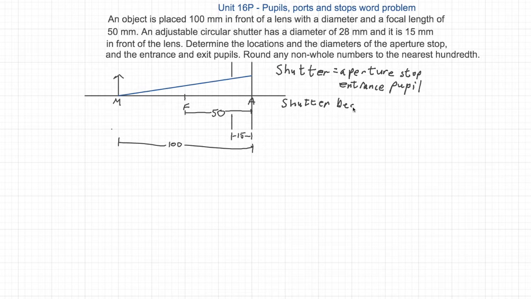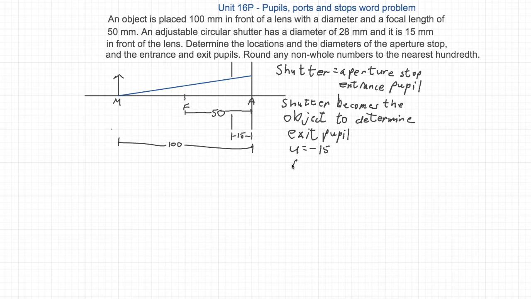Now, when you look at the shutter from image space, from behind the lens, it's going to look different. And therefore, we're going to have a different place and a different size for the exit pupil. So the shutter now becomes the object for the lens. The object distance is -15 from lens to shutter. The focal length is +50, going from left to right from the focal point to the lens.